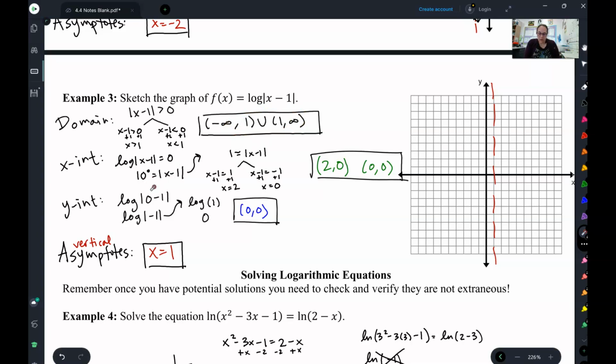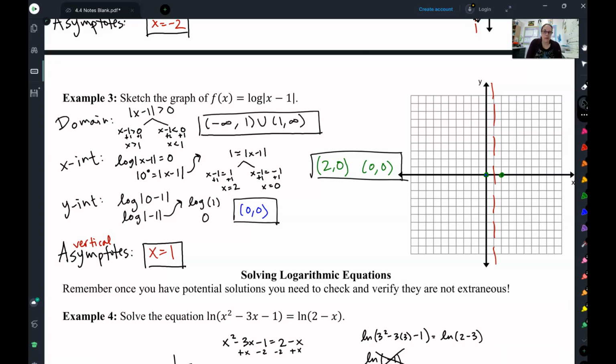X-intercept, set it equal to 0, change the form. 10 to the 0 is 1, and then once again, because it's absolute value, split it up into the positive answer and the negative answer. So I get 2 x-intercepts at 0 and 2. And y-intercept, plug 0 in, and once again I get that at 0. So I have this graph.